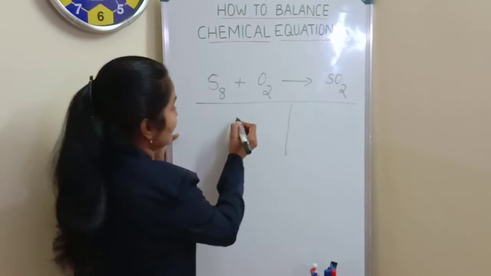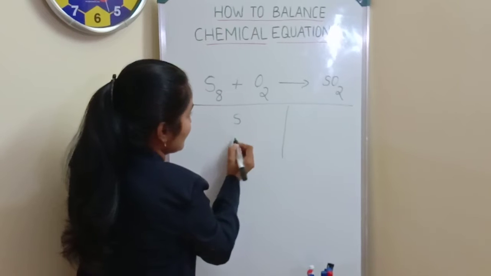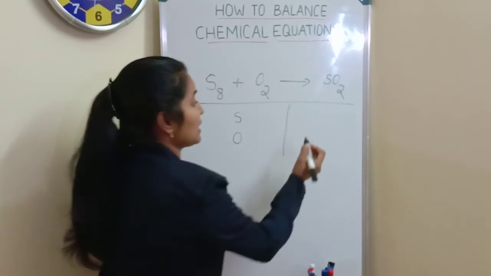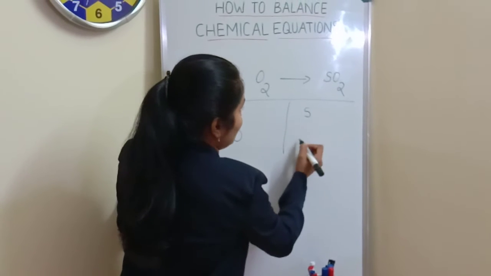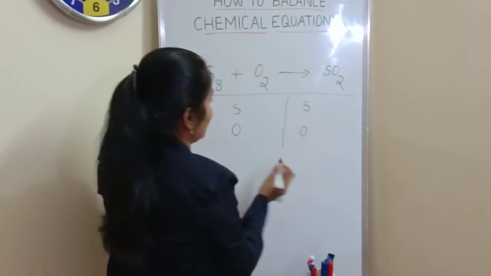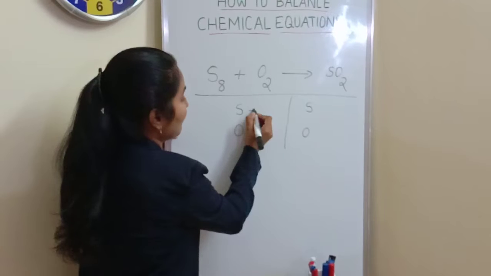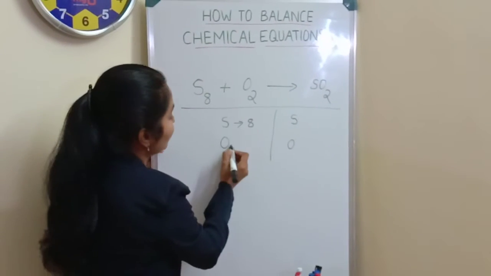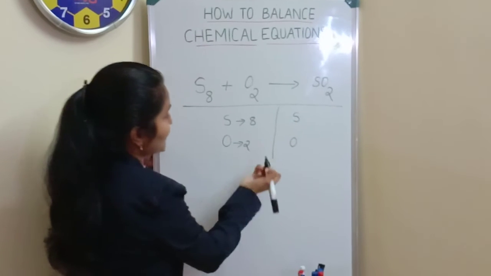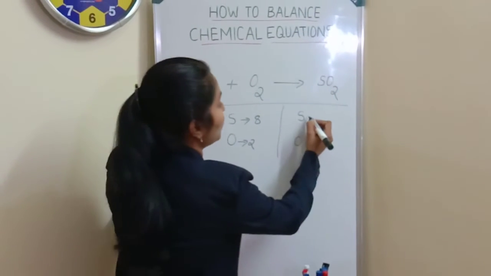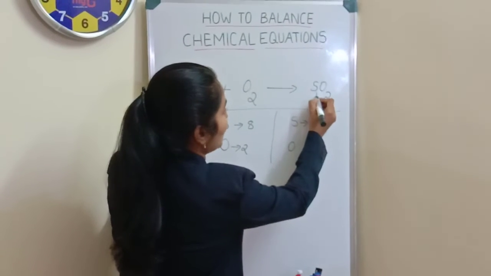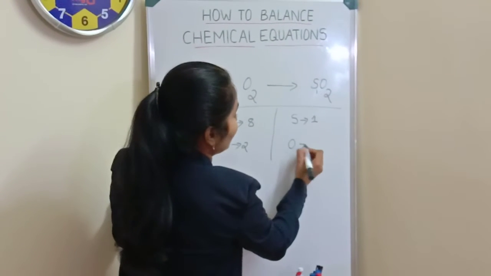In the reactant side we have 2 type of atoms. One is sulfur and the other one is oxygen. Of course in the product side also same type of atoms, sulfur and oxygen. In the reactant side we have 8 sulfur atoms and we have 2 oxygen atoms. In the product side we have only 1 sulfur atom, so 1, and oxygen atom 2.